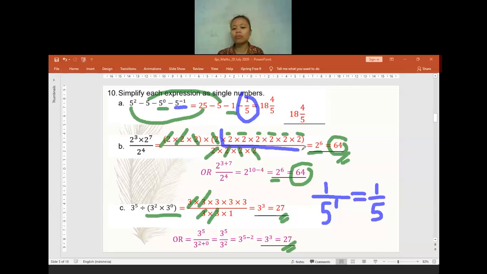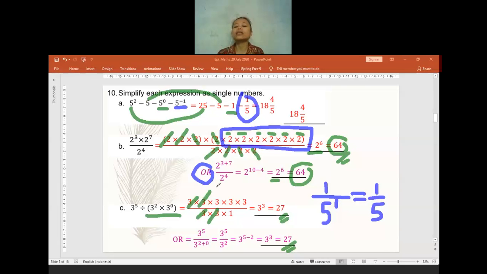So this is for number 2, the one that I cancel, the leftover is only this number. So we can just directly multiply 2 times 2 times 2 times 2 times 2 times 2, which equals 64. So there are two ways. You can do the steps with the cancelling out or with the formula from the indices. Either one is okay. You can do whichever you are more comfortable with.